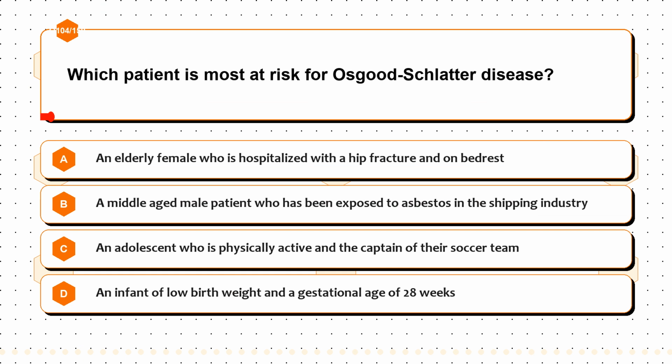Question 104. Which patient is most at risk for Osgood-Schlatter disease? Here are the options. Option A, an elderly female who is hospitalized with a hip fracture and on bed rest. Option B, a middle-aged male patient who has been exposed to asbestos in the shipping industry. Option C, an adolescent who is physically active and the captain of their soccer team. Option D, an infant of low birth weight and a gestational age of 28 weeks.